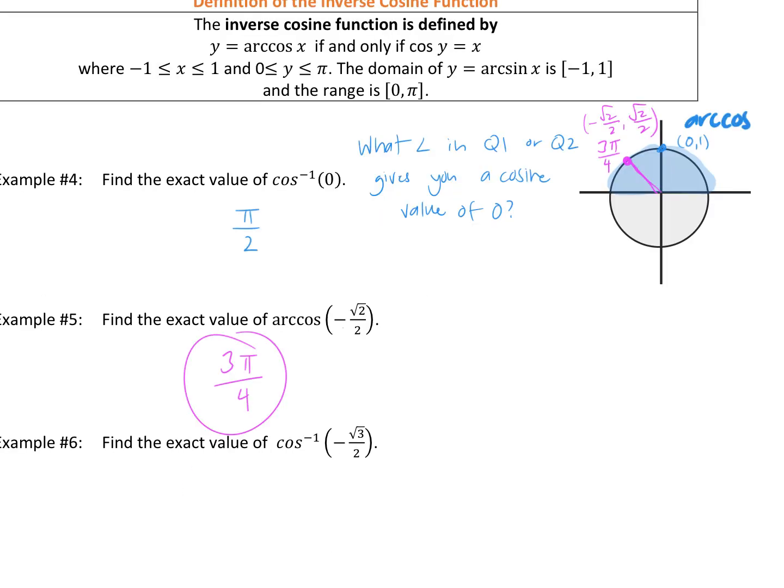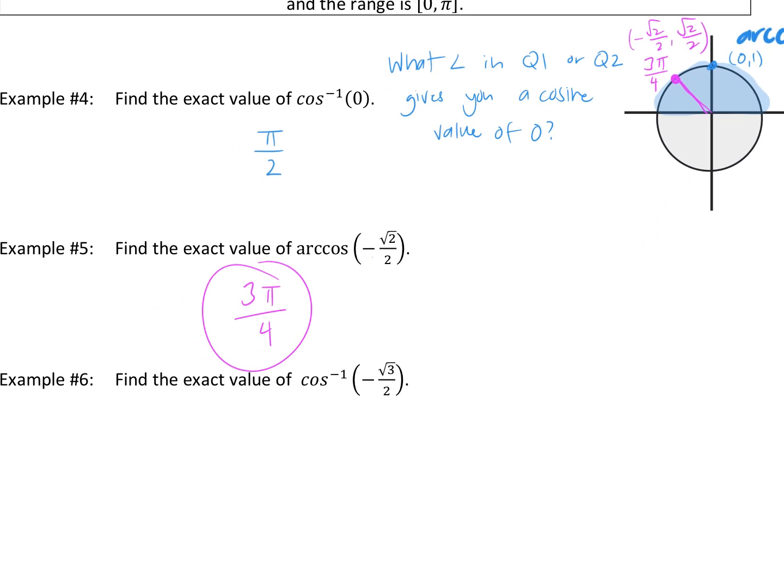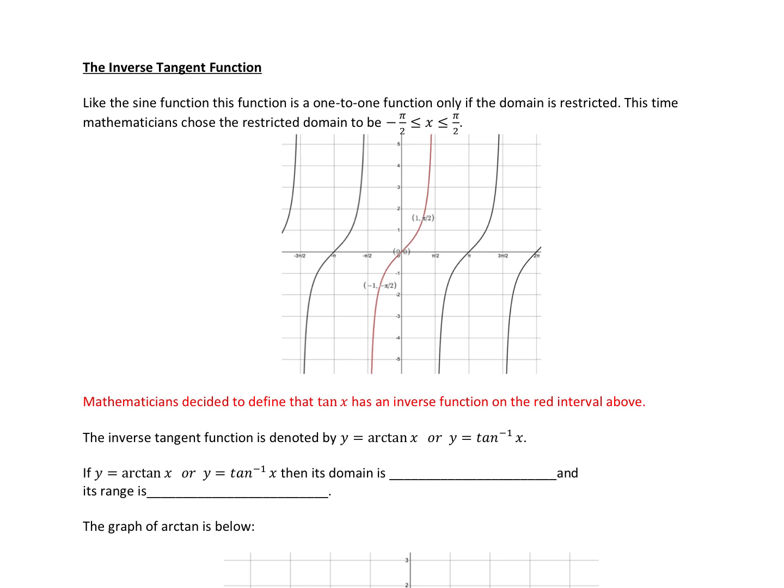And then go ahead and do example 6. I think you guys can figure that one out. What angle is going to give you a cosine value of negative square root of 3 over 2? Did we get 5 pi over 6? Yes? Very good. Okay, next is inverse tangent.